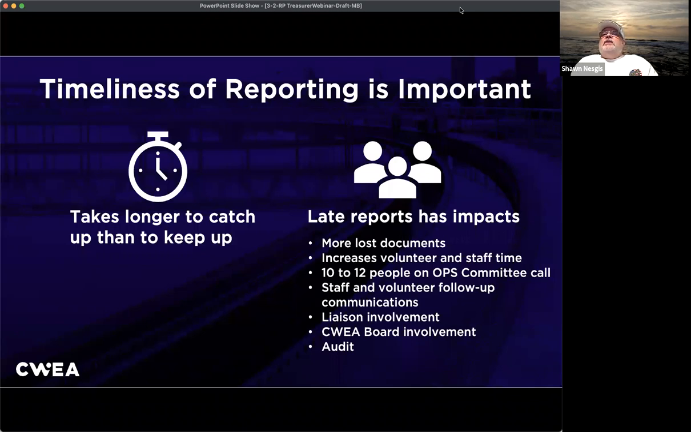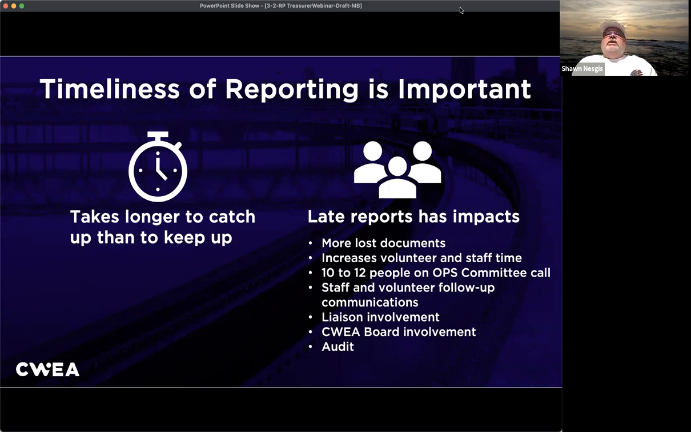And then we have 10 to 12 people on the ops committee call that take a look at the reports. Then there are staff and volunteer follow-up communications. There's a lot of communication that goes back and forth. This plays a big part in CWA for the local sections' finances. And then liaison involvement. I'm not sure if we really hit on that much today, but every local section has a liaison. They should be reaching out to you and sharing information, what's going on with CWA, and finding out the status of how the local section is doing.